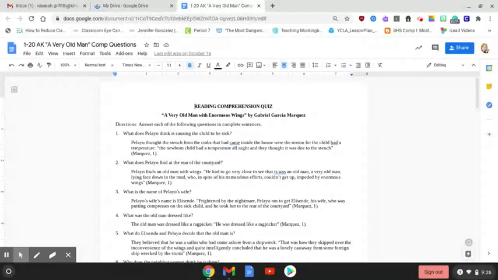What was the old man dressed like? The old man was dressed like a rag picker. Marquez, page 1. What do Elisinde and Plow decide that the old man is? At first, they believed he was a sailor who had come ashore from a shipwreck. Why does the neighbor woman think he is there? The neighbor woman thinks he is an angel who came to get the child who is sick.